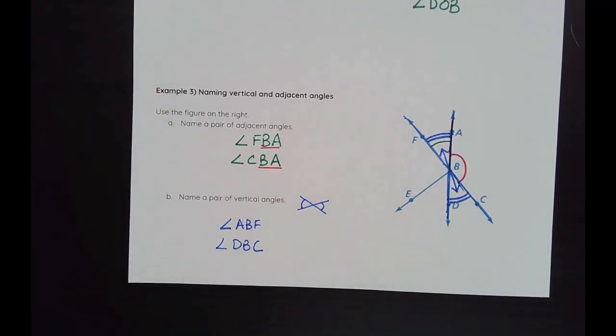Hopefully this helps with that notation and when we would need to use 3 variables to name an angle versus when we might use 1.